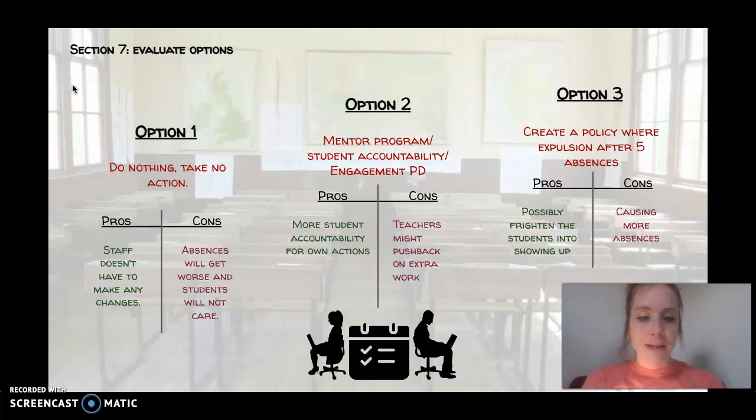Some cons were maybe the teachers might push back on the extra work, having to grade papers a little bit later, things like that. Option 3, some pros might be you could possibly frighten the students into showing up, letting them know they don't really have a choice, otherwise they're going to have big consequences. But some cons would be this could really cause more absences and maybe really cause more students not to care about school.